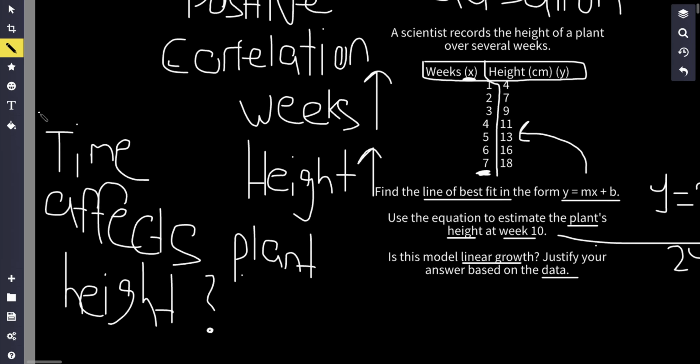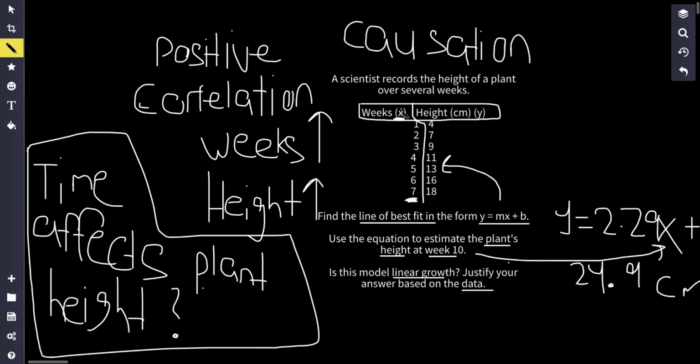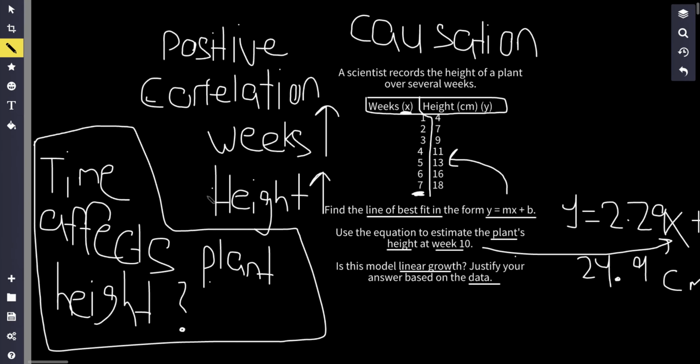Some people might say that the amount of time affects plant height, right? As time goes on, the plant height increases. However, you have to know that there are also other variables that come into play when you're examining plant height, right? How much sunlight is this plant getting? How much water am I giving this plant?